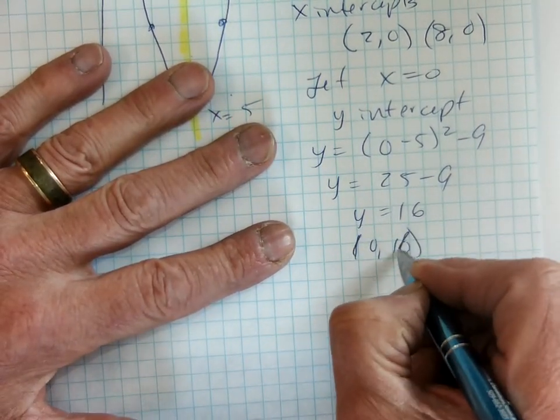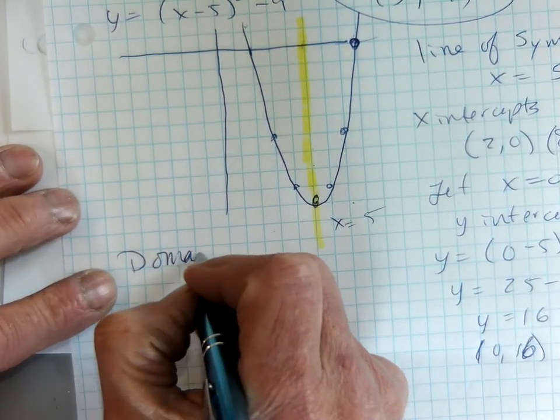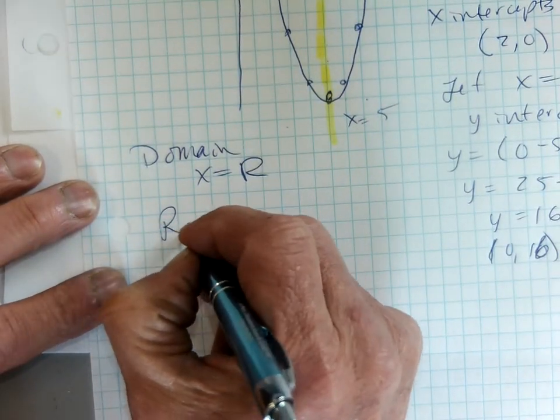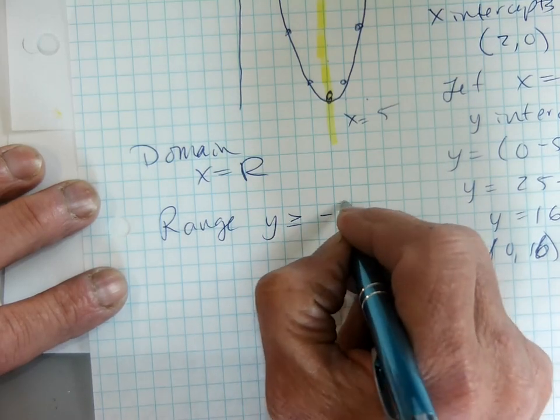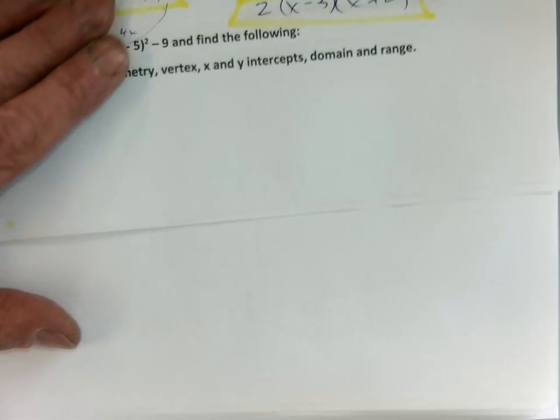Okay, 16. Domain's easy. We talked about domain. Domain we know is always going to be x equals all real numbers. And we know our range, well, it starts at a height of -9. It goes up. Y is greater than or equal to -9. Okay, good. That takes care of 11. Okay, turn the page.